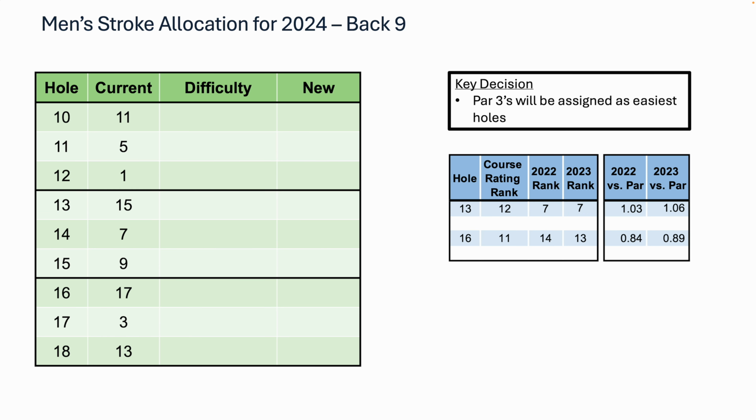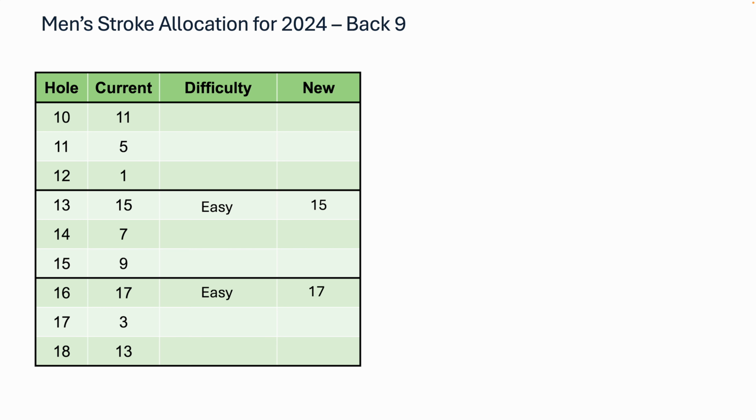So now we move to the back 9. Remember, the key decision we made is that par 3s would be assigned the easiest holes. This is where we took a second, because if there's ever a par 3 on our course that we shouldn't make in the bottom 4, it's hole number 13. And the data supports it. It's a hard hole. But again, we really wanted to minimize the amount of strokes given on a par 3, so we stuck with the current decision that they're both considered quote-unquote easy, and they get the 17 and 15 handicap, which is what they have today.